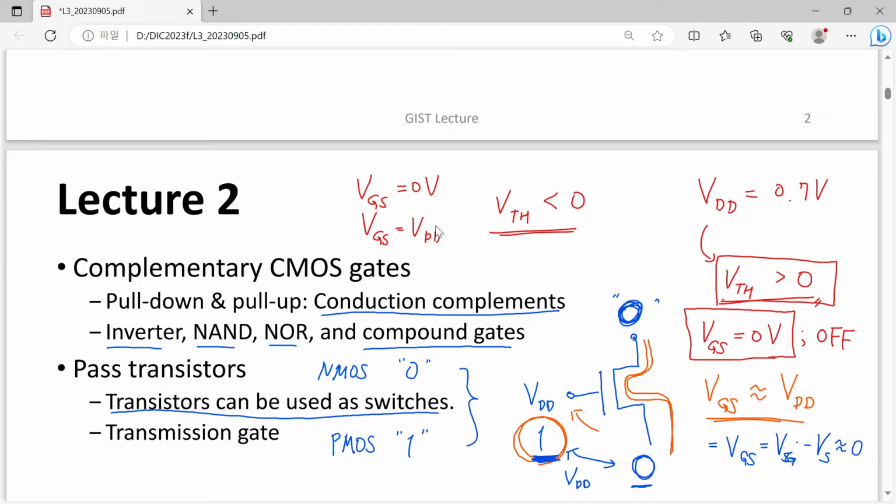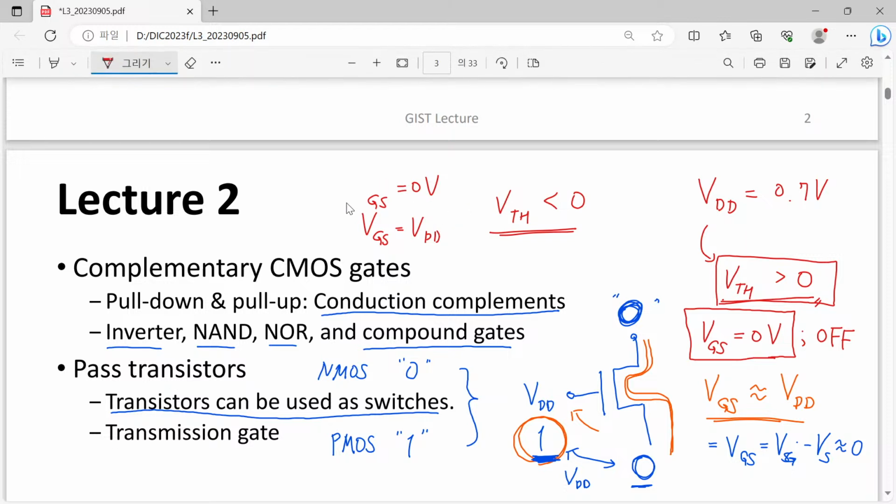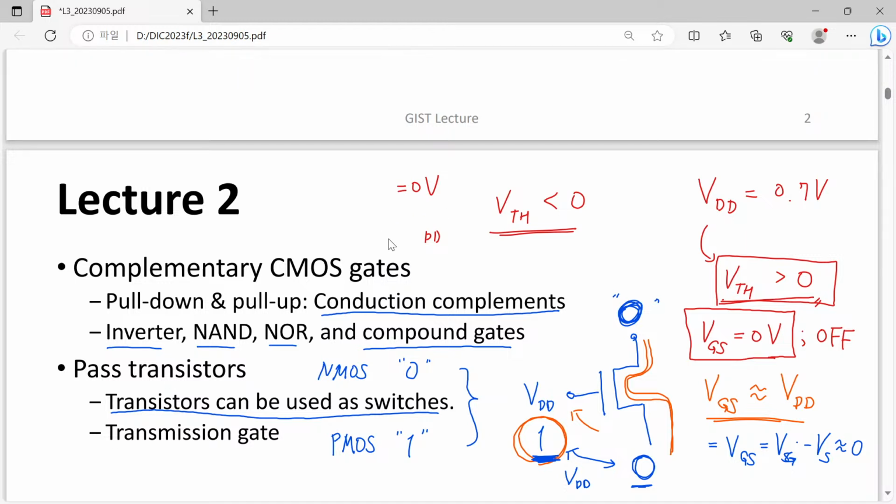CMOS technology is quite good because our 0 and 1, or 0 and VDD, can be clearly defined as on and off states. However, for many other alternative technologies, it is not certain to have a positive VTH value. Okay, so that was a good question, and let's come back. So where were we now?